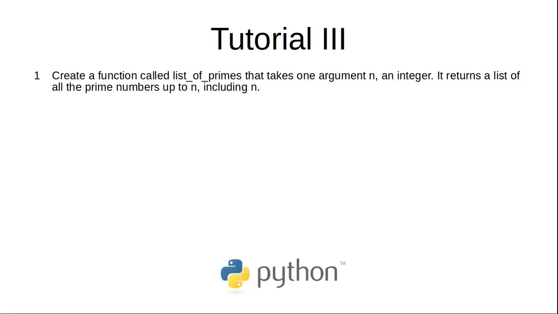Third tutorial, data structures. First question: create a function called list of primes that takes one argument n, an integer, and it returns a list of all the prime numbers up to n, including n.